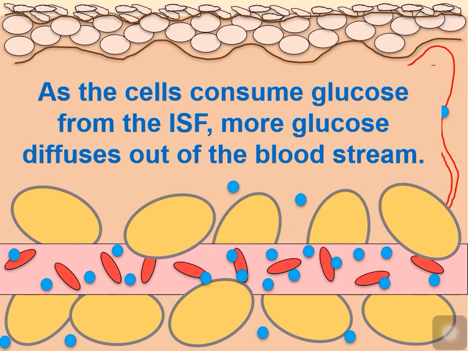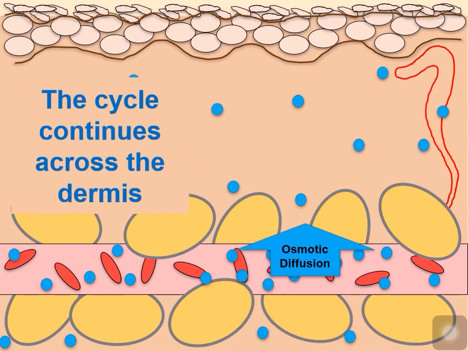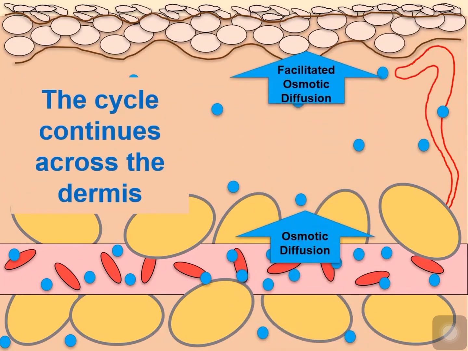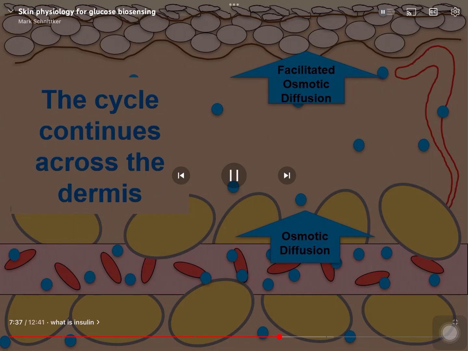So as those cells consume that glucose 6-phosphate from the interstitial fluid, more glucose then diffuses out of the capillaries and the vessels. Osmotic diffusion out of the capillaries and vessels, and facilitated osmotic diffusion into the cells.